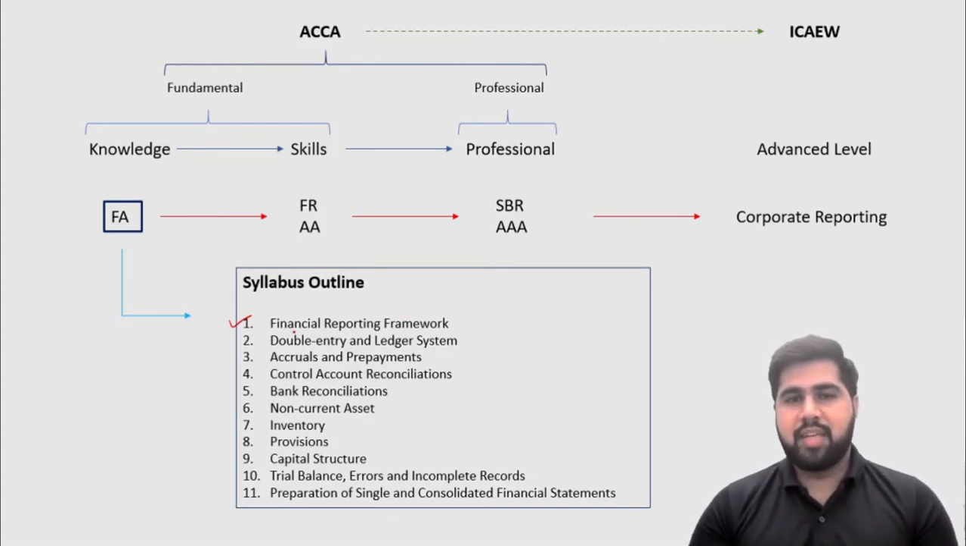Financial reporting framework, double entry and ledger system, right? Accruals and prepayments. You probably have heard these terms, and studied these topics in your FA1, FA2 as well. If not, you've probably studied that in your O levels or A levels, right? Control account reconciliations, bank recon, non-current asset, inventory provisions. Basically, these three topics are from specific standards.